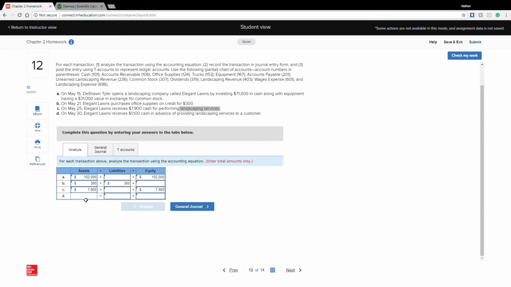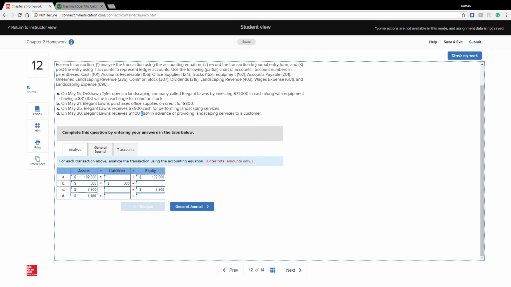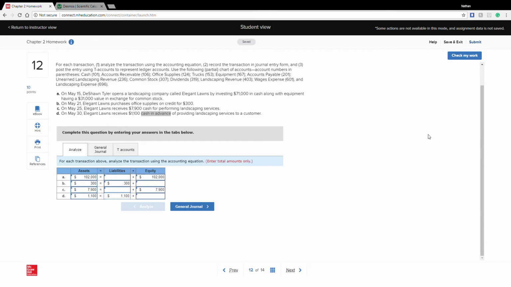And the last part, D, we received $1,100 cash in advance for providing landscape services. So again, we did receive cash. So we know assets are going up. But we received it in advance. So again, putting that deposit down for a service we have yet to do. Since we haven't done it, this again is unearned revenue. And since unearned revenue is considered a liability, we're going to put the $1,100 right there.